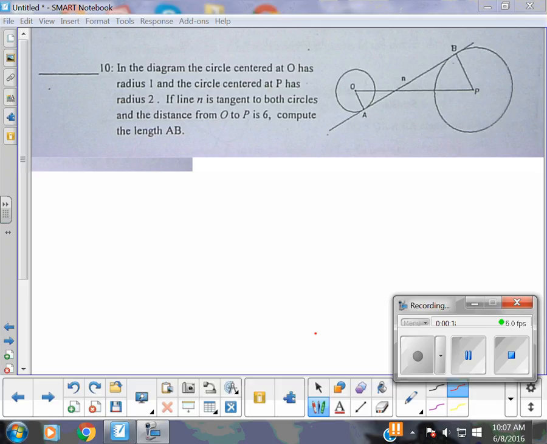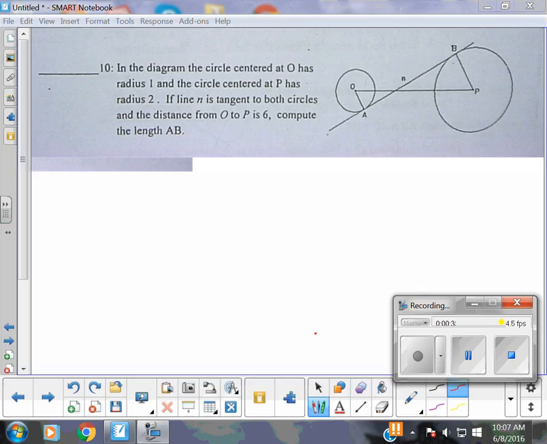So, in the diagram, the circle centered at O has a radius of 1, and the circle centered at P has a radius of 2. If line N is tangent to both circles, the distance from O to P is 6. Compute the length of AB.